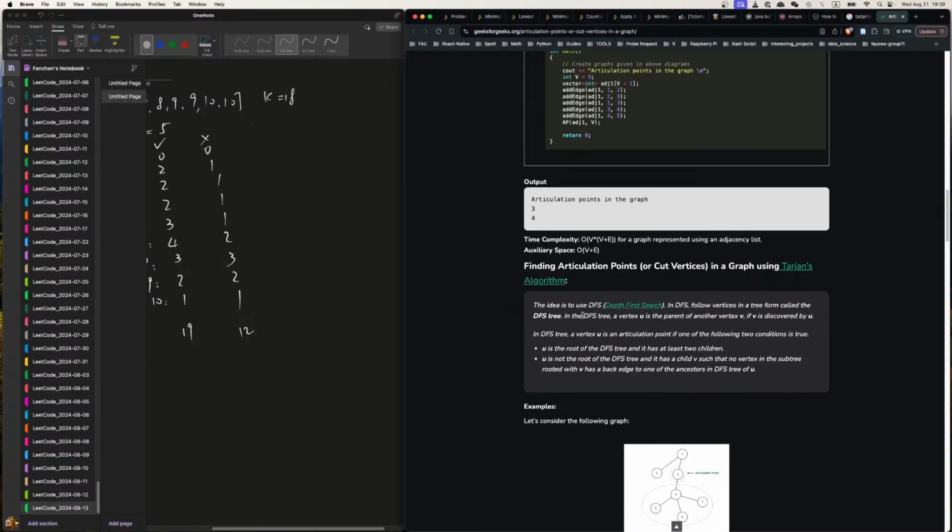Okay, the idea is DFS. In a DFS tree, a vertex U is an articulation point if one of the following is true. U is the root of this tree and it has at least 2 children in the DFS tree.